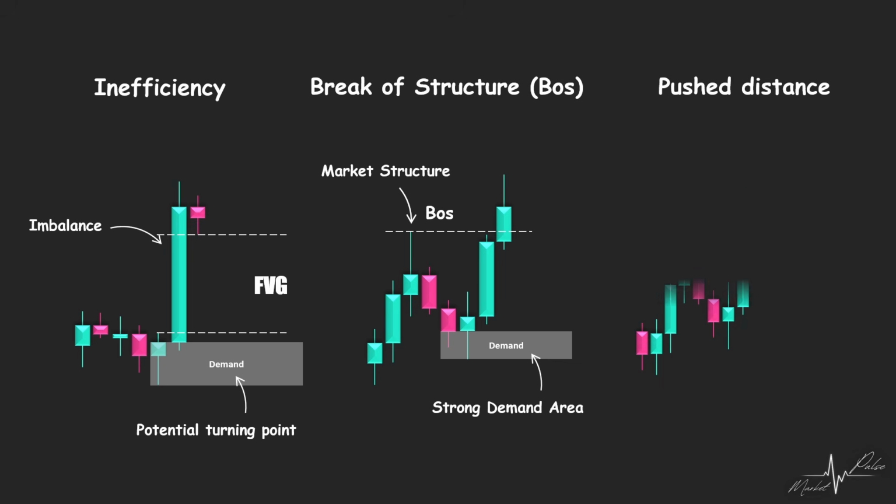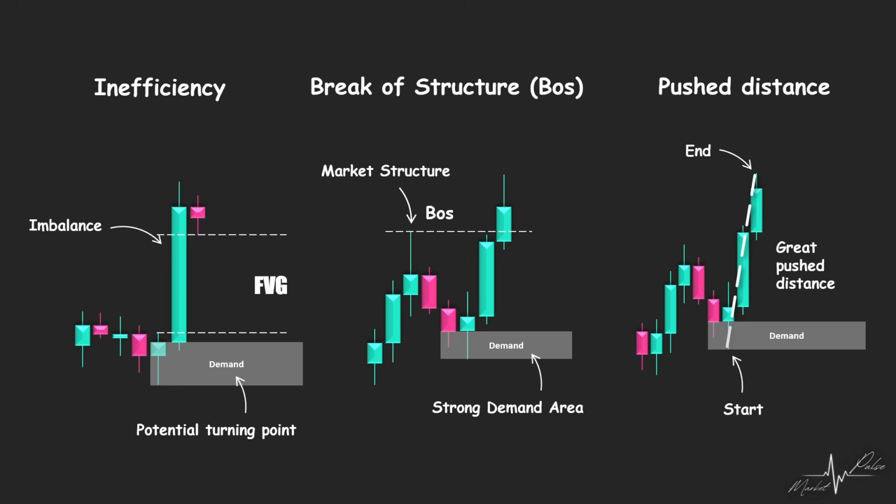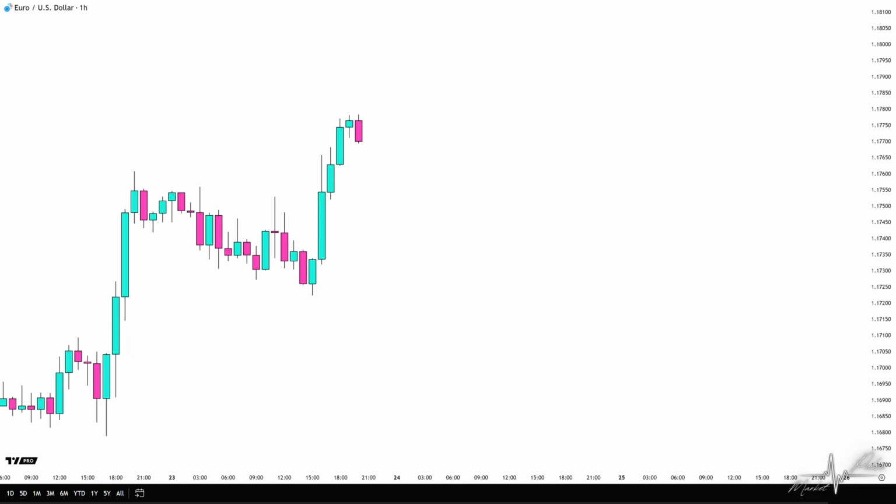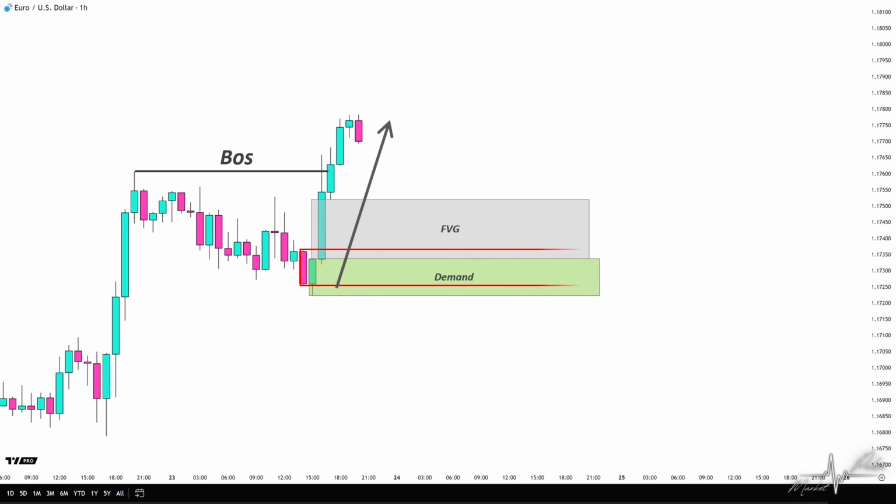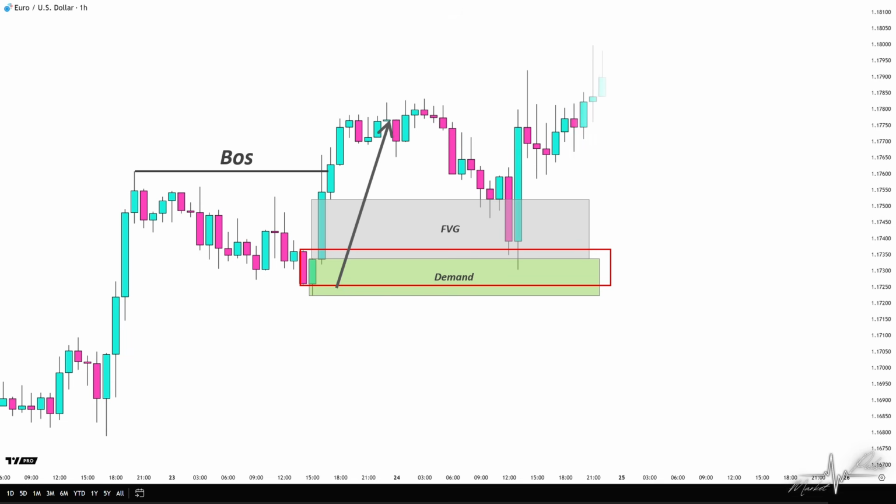And third, push distance. This refers to how far price moves away from the zone. The stronger and more explosive the move, the more reliable the zone tends to be. So, a high-quality demand zone would typically create an imbalance, break structure, and push price significantly higher. In that case, we mark the origin of the move, often the last bearish candle before the rally. If price pulls back into this area, it can present a strong long opportunity.